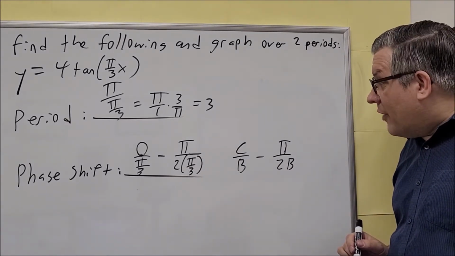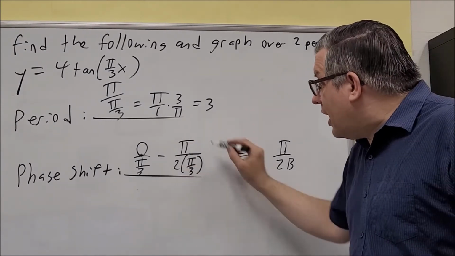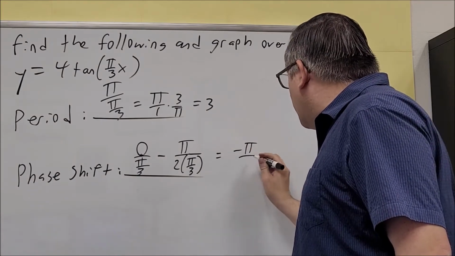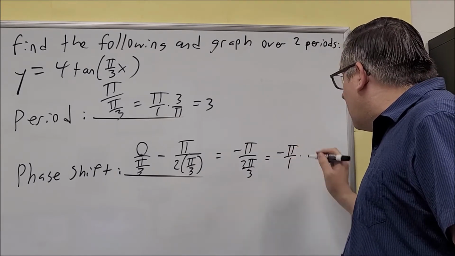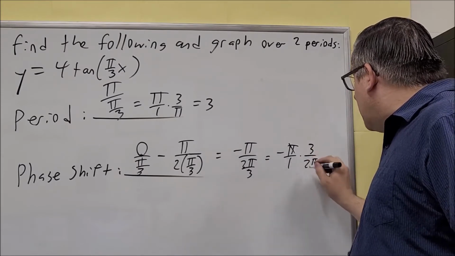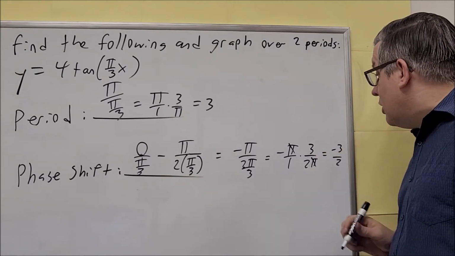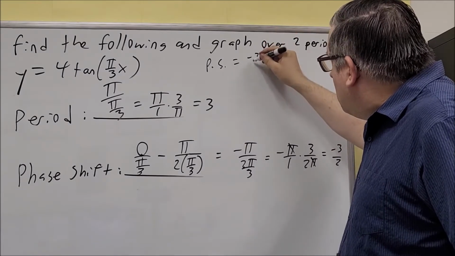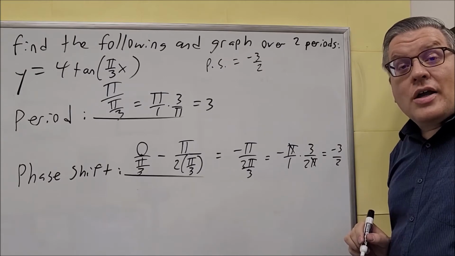Let's simplify what we have now. This part's all going to be 0, so that part's going to go away. So really all we have left is that part. We end up with negative pi over 2 pi over 3. If you flip and multiply that, you're going to get 3 over 2 pi. The pi's cancel out, and you get negative 3/2 on the end. That's going to be your phase shift. So let's write that up here. Phase shift is equal to negative 3 over 2. That's always going to be your first key point.